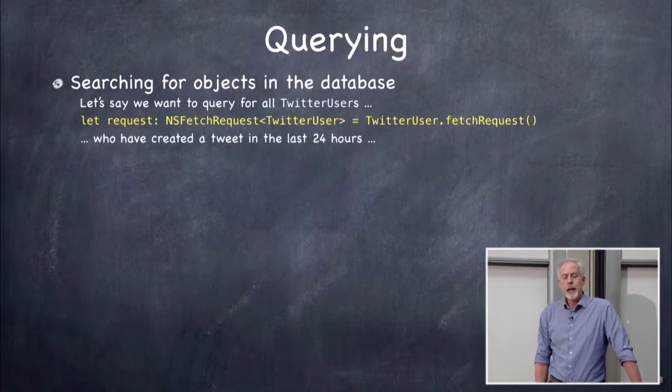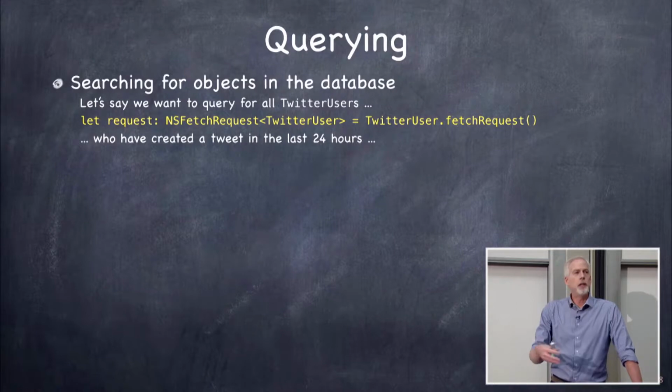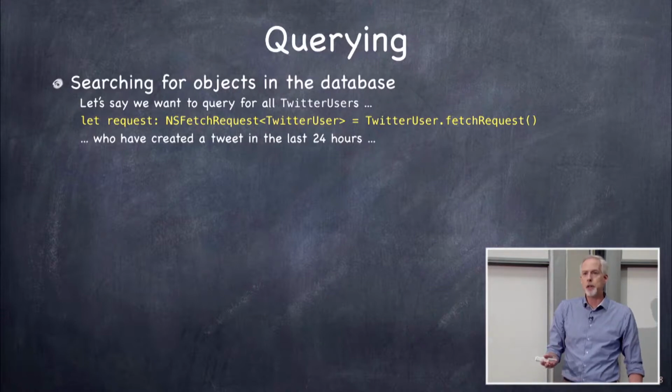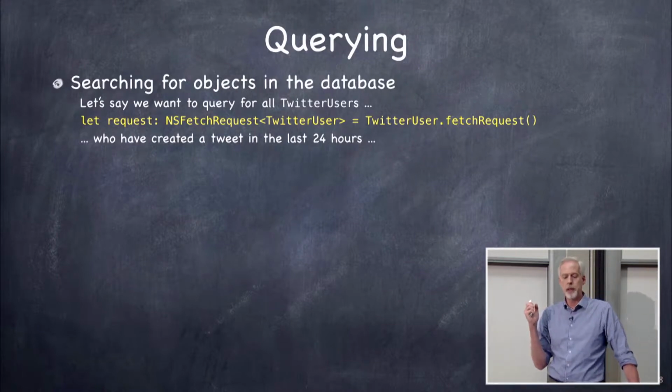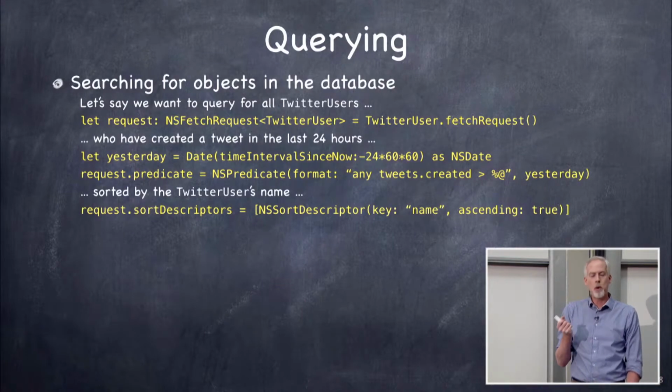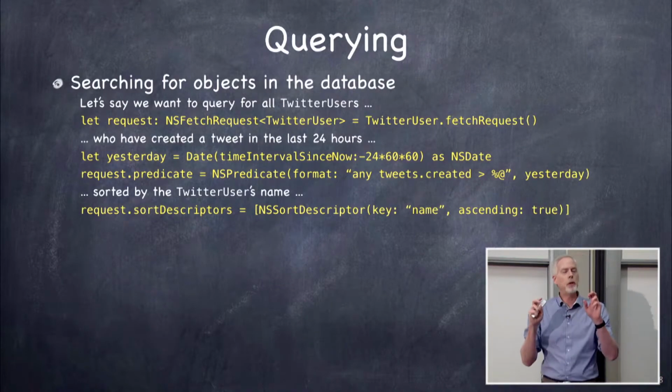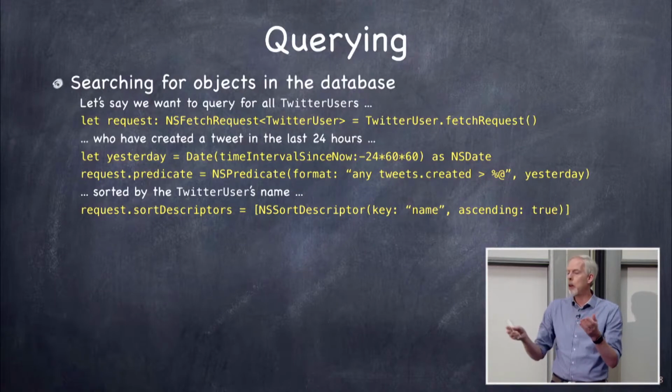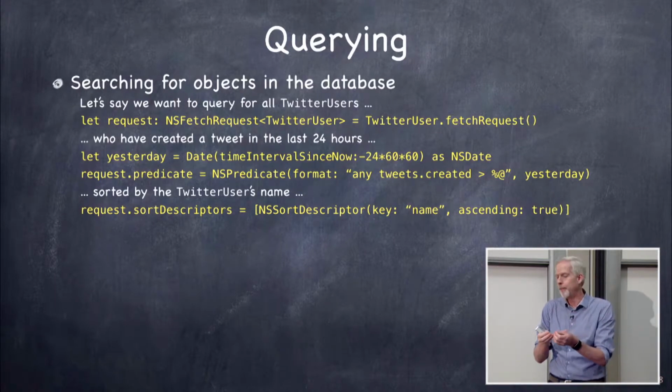Okay? Now, how about searching for objects, tweets and Twitter users in there? So here I'm going to search for some Twitter users that have tweeted in the last 24 hours. So first, I asked the Twitter user class for a fetch request. You see the first line there where I'm saying Twitter user.fetch request. Then this fetch request, I set a predicate on it, see, NSPredicate format. And predicate is a way of specifying the search you want, you know, in text. It's not quite like SQL, but it's very English oriented.